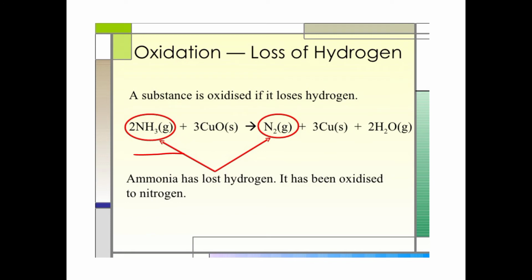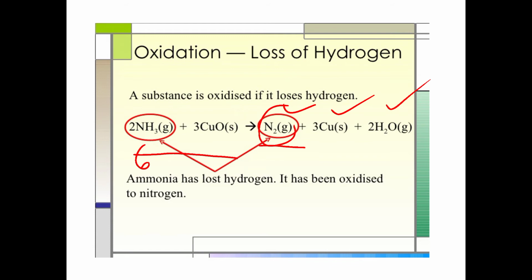Here, ammonia and cuprous oxide react together to give nitrogen, copper and water. Look at this reaction. Here ammonia has a total of 2 into 3, that is 6, hydrogens. After the reaction, if you check, the ammonia has converted to nitrogen. Is there any hydrogen? No. It lost its hydrogen. So we can say that ammonia is oxidized to nitrogen.